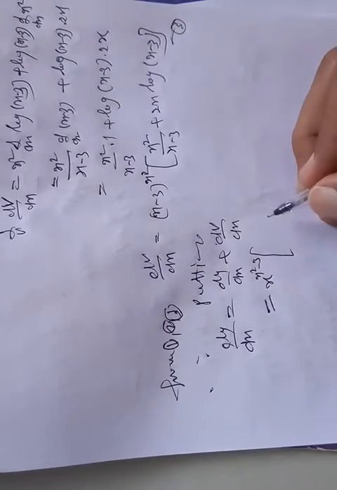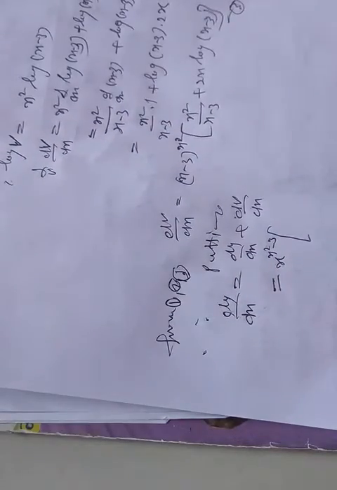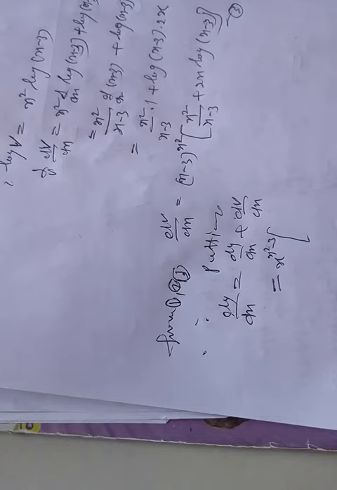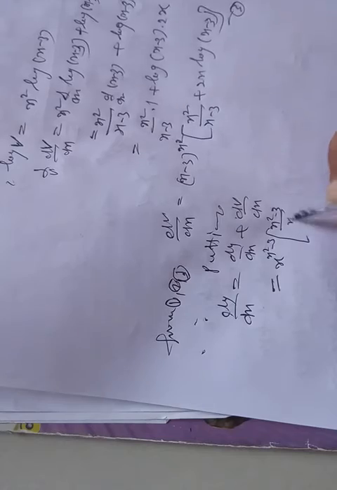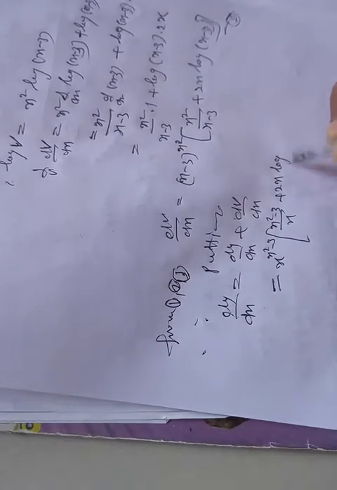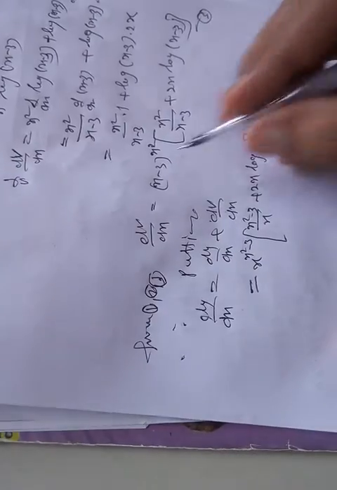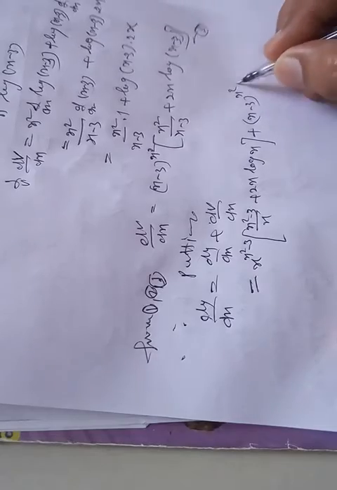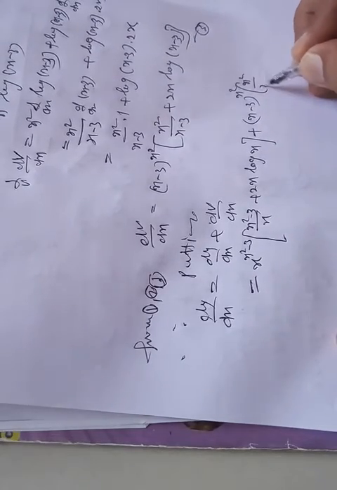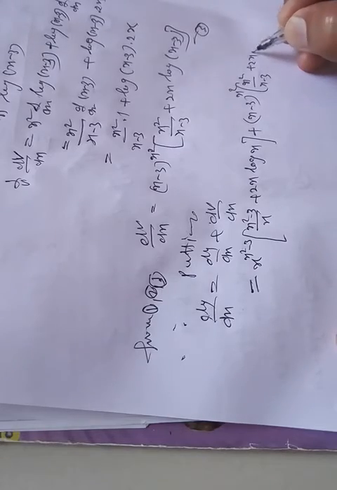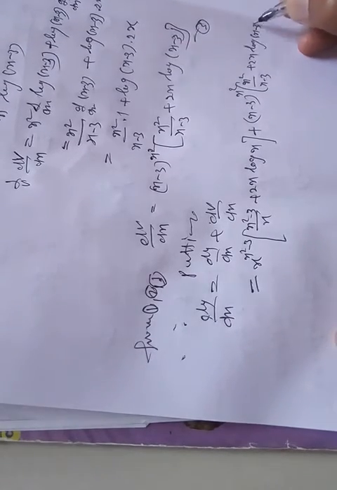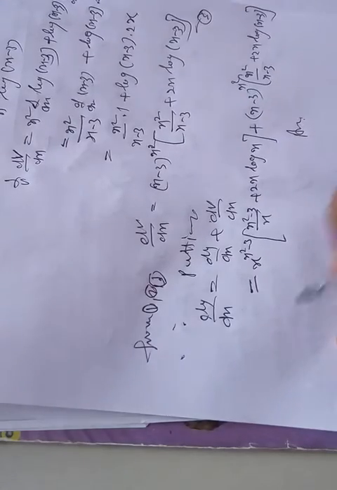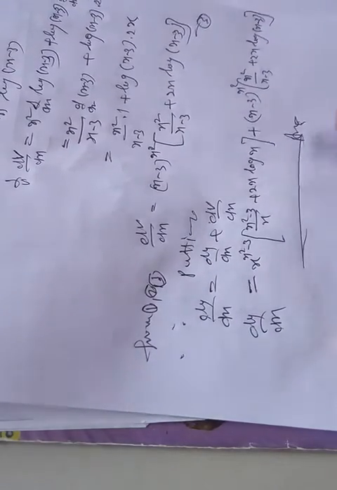So dy/dx equals (x minus 3) raised to x square minus 3 in bracket, x square minus 3 upon x plus 2x log x, plus (x minus 3) raised to x square times [x square upon (x minus 3) plus 2x log (x minus 3)]. That's your answer. This is the dy/dx answer.